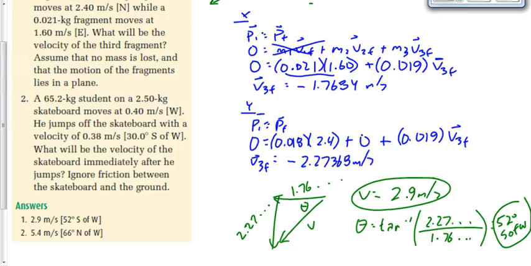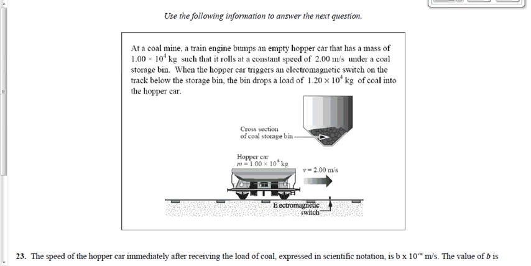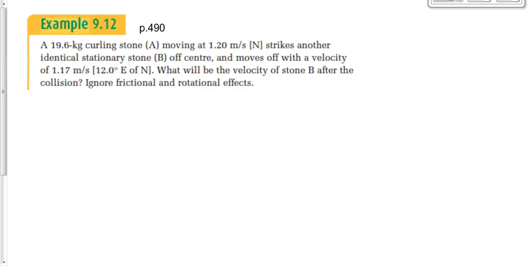I got one more example for you, then you can stop listening to me for the day, okay? Page 490. A 19.6 kilogram curling stone moves 1.2 meters per second to the north, strikes another identical stationary curling stone off center. Off center is important because when it strikes it off center, one's going to go one way, one's going to go another way, right? If you strike it bang on in the middle, they're going to keep going in the same direction that they started. We have one of them going off at 1.17 at 12 degrees east of north.